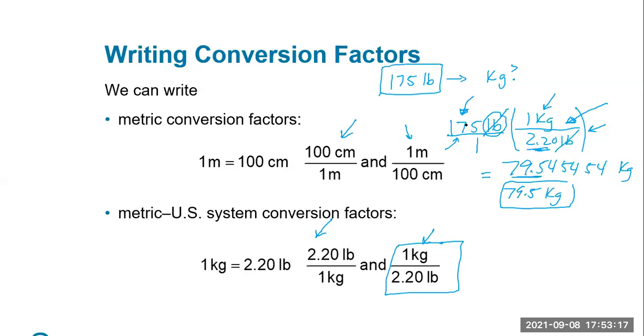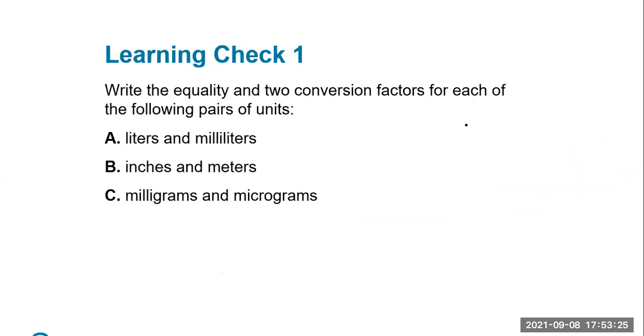So that's why I was saying earlier, in most cases, if you just go with that first original number that you had there, you probably will end up with the correct number of significant figures. So let's look at some of these here. We want to write some equalities and two conversion factors for liters and milliliters.